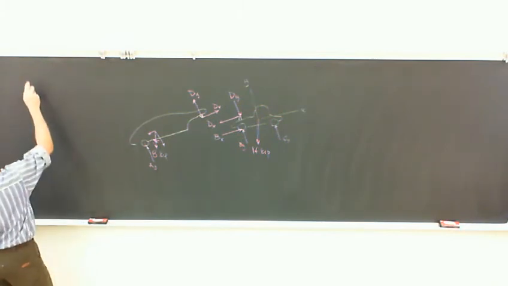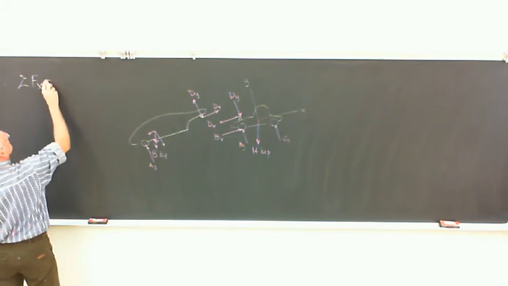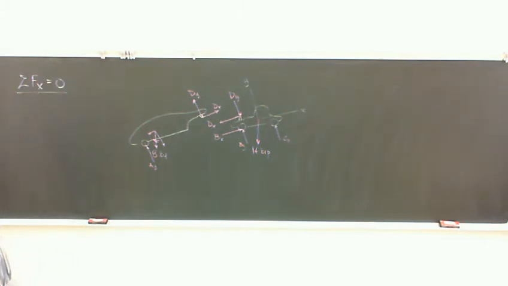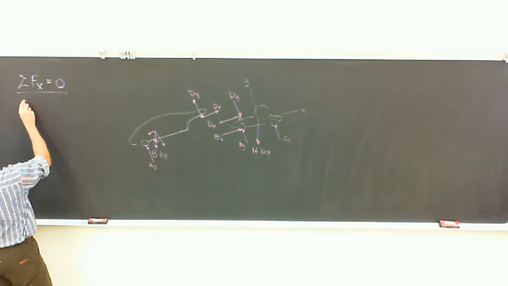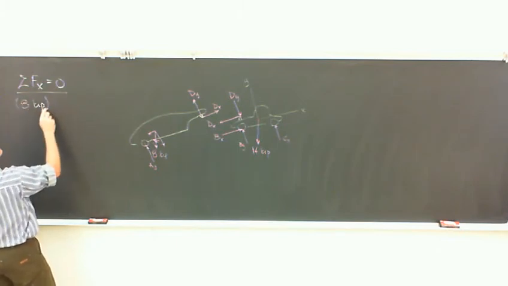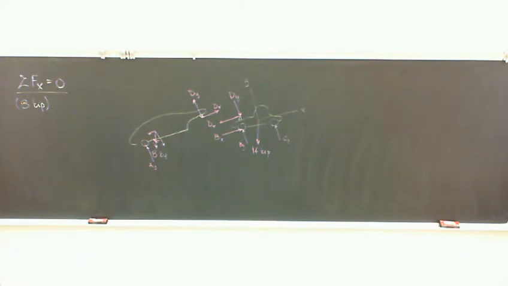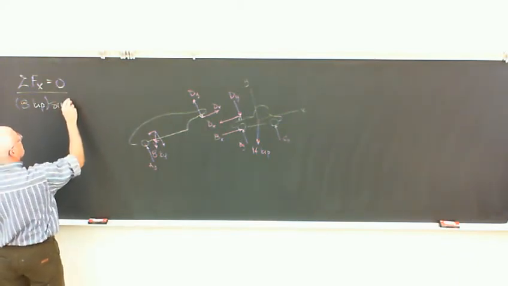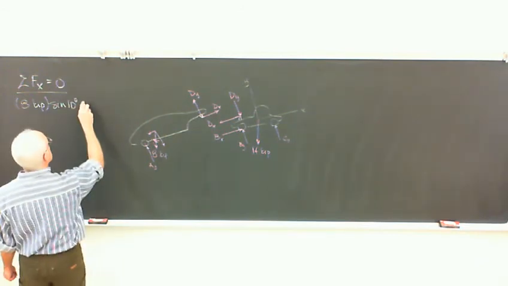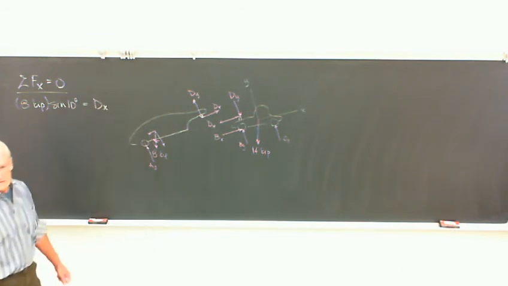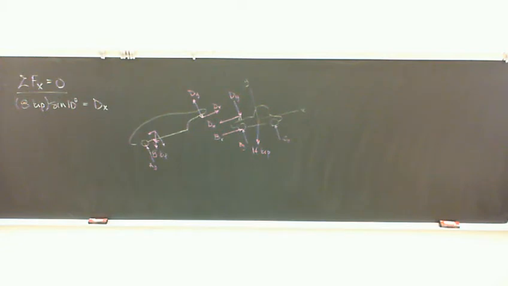Let's work on the trailer a little bit together, so we can at least get a start on machines today. We need DX and DY, so we're probably going to benefit from a summation of the forces in the X direction. Remember, we've got it tilted there, so we've got 8 kip times sine of 10. That's the negative x direction, and the only positive x direction we have is the DX. So there's the first component of DX right there. Pretty simple.